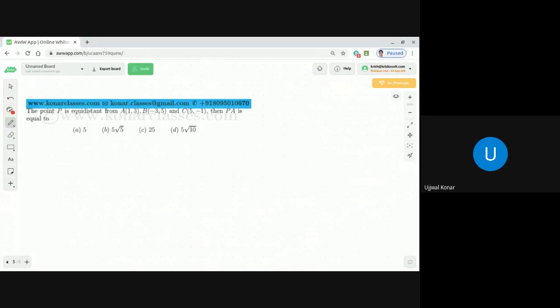The point P is equidistant from A (1, 3), B (-3, 5), and C (5, -1). Then PA is equal to what?